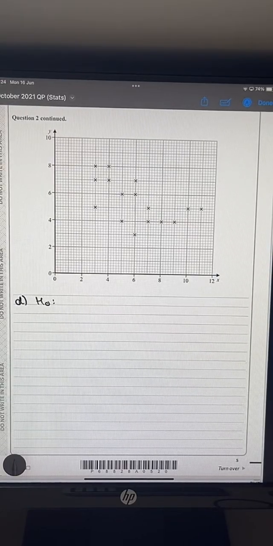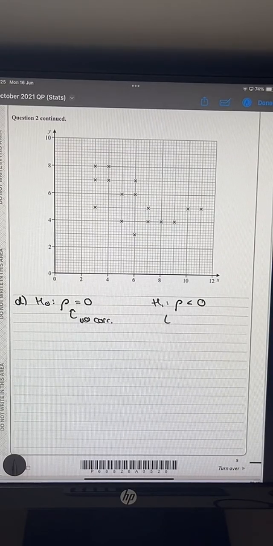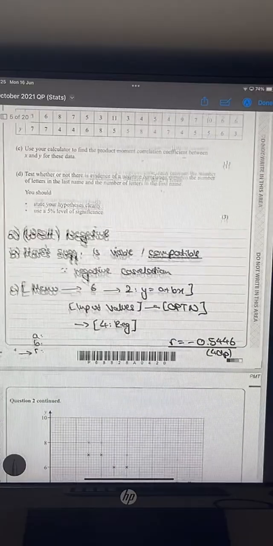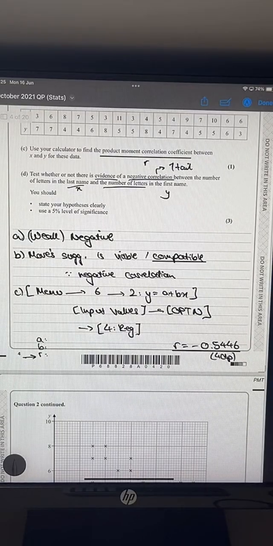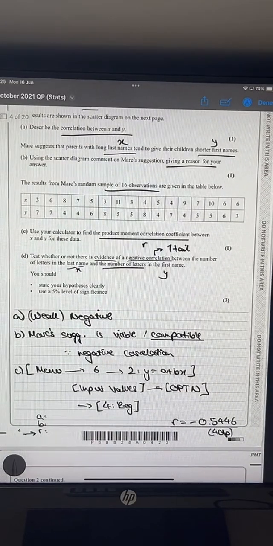My null hypothesis is telling me that in the population, which is rho, make sure you write your letter like this, just so they know it's not P, because you get marked down if it's a P. That is equal to 0. This is telling me that there's no correlation between this and the sample and the whole population. H1 is telling me that there's a negative correlation, so it's less than 0. So negative correlation in the population. Awesome. So now I just need to find my n value and my significance level. So what is my n value here?